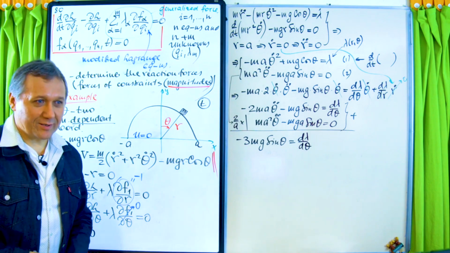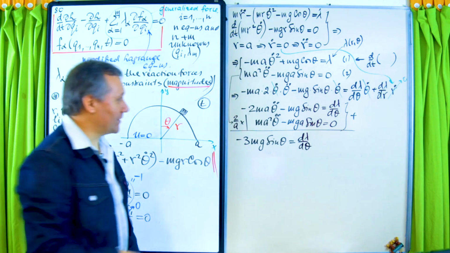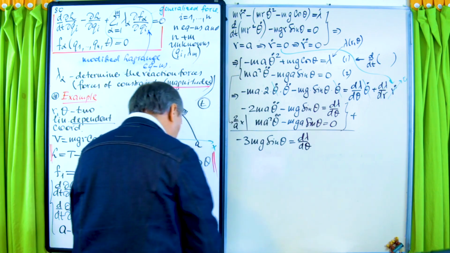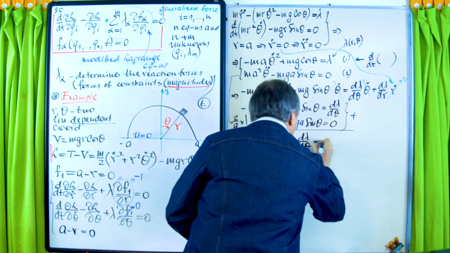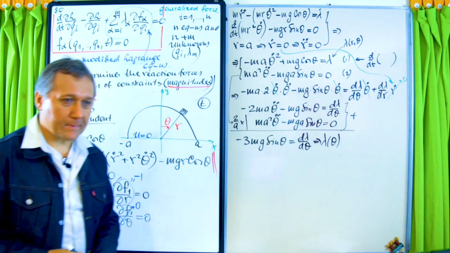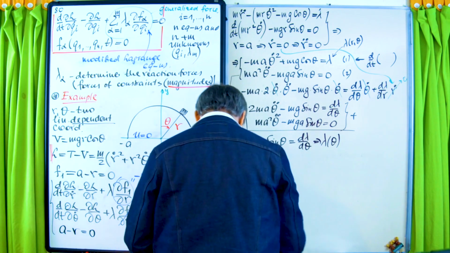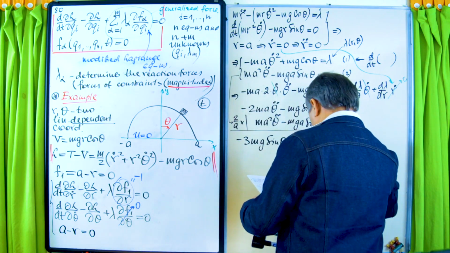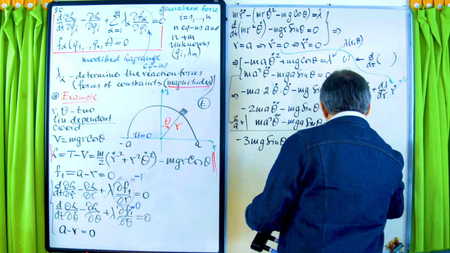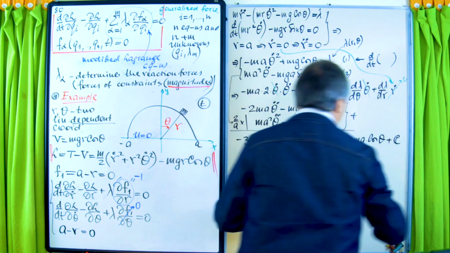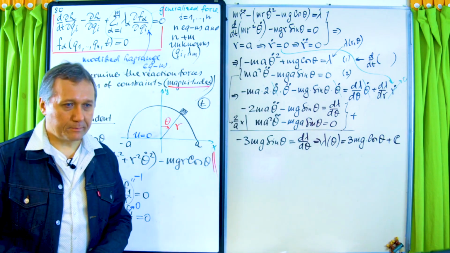We can integrate this easily with respect to theta, right? So now you can get lambda as a function of theta only. So it will be equal to 3 mg cosine theta plus some constant of integration.